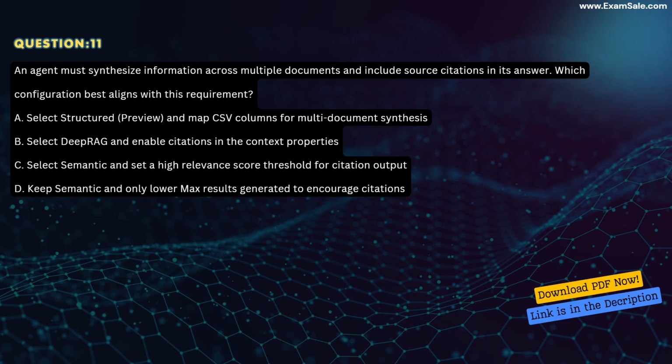Question 11. An agent must synthesize information across multiple documents and include source citations in its answer. Which configuration best aligns with this requirement? A. Select structured preview and map CSV columns for multi-document synthesis. B. Select UiPath and enable citations in the context properties. C. Select semantic and set a high relevance score threshold for citation output. D. Keep semantic and only lower max results generated to encourage citations.